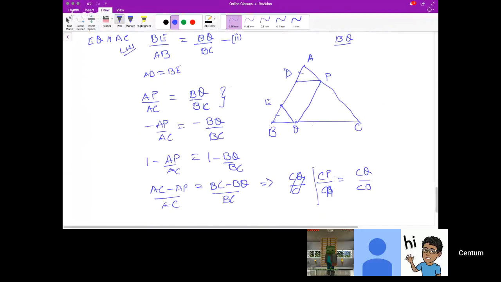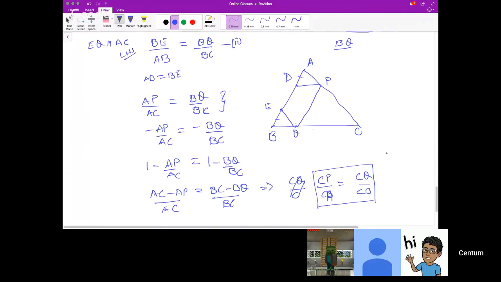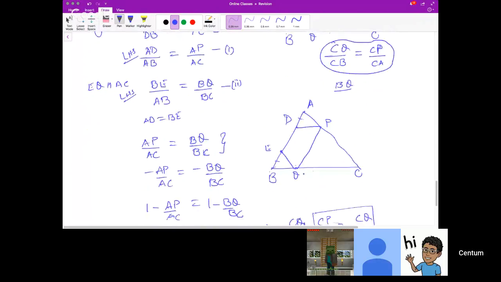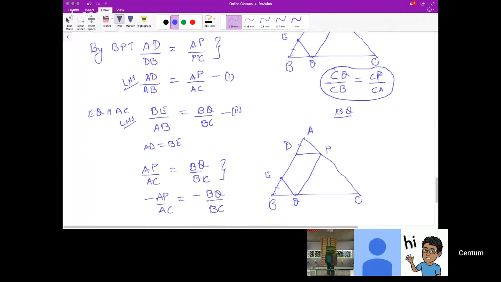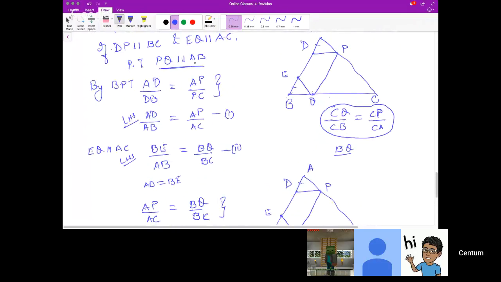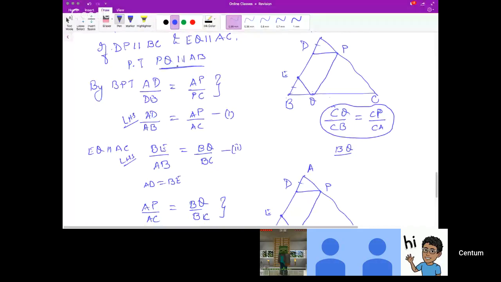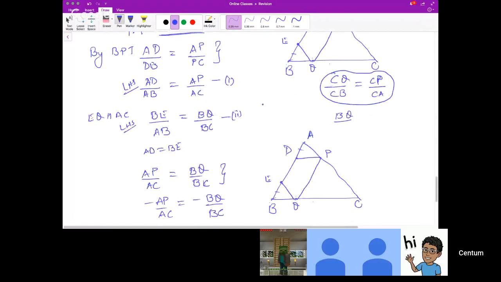Now, what is the learning from this problem? You first ascertain where you want to go. If I have to prove PQ is parallel to AB, the first thing that comes to my mind is: can I use BPT somehow? That's how we started. We recollected the basic proportionality theorem, tried using it, and eventually got to this result. This is how you have to think.